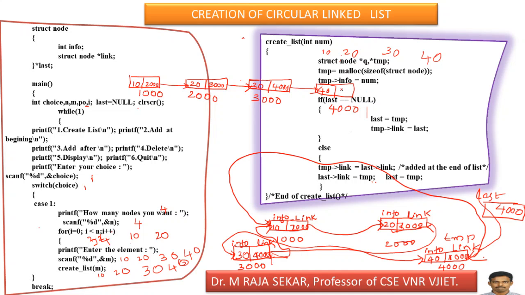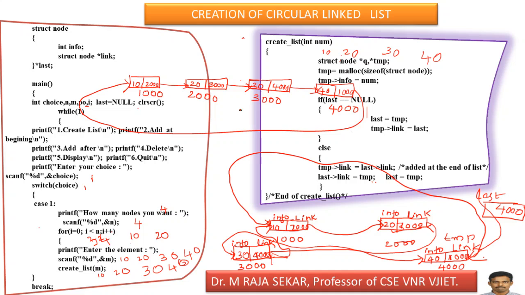In the last node, what is the last node's address? In the case of a single linked list, in the last node link field we were keeping null, but in the case of a circular linked list, in the last node link field we must keep the first node address, therefore it will point to this particular node. This is the circular linked list.